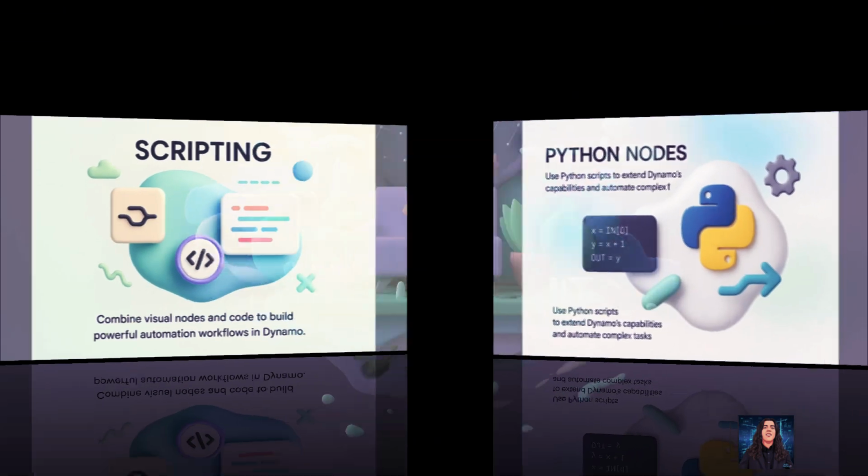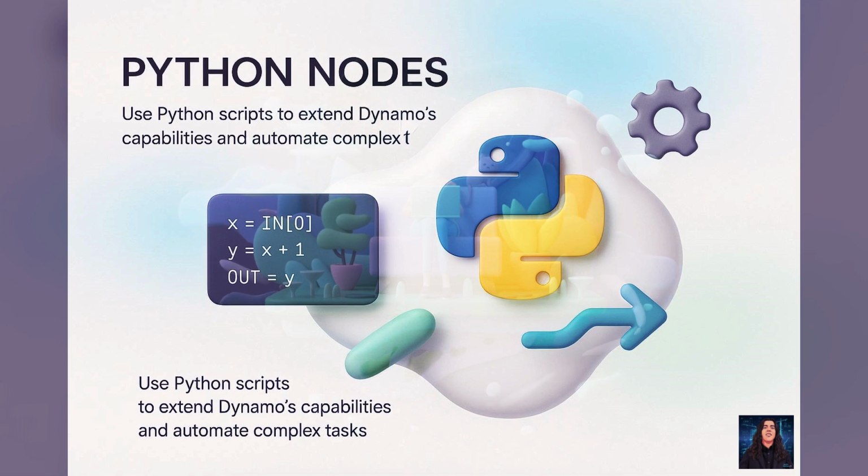Magic, right? Dynamo turns your model into a smart, structured database. Read and write parameters, check for missing or incorrect data, and sync info with Excel or Power BI. Reliable data means rock-solid decisions.